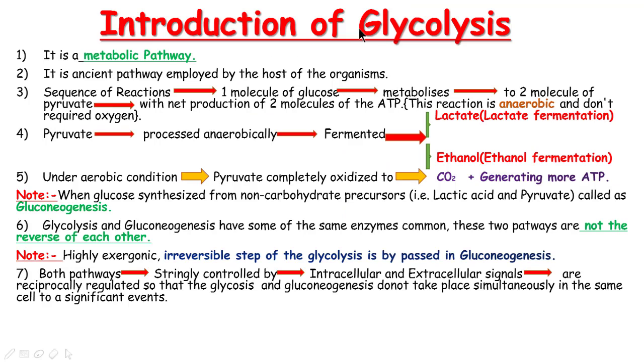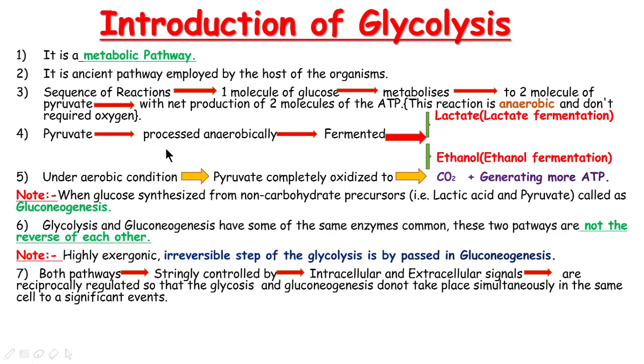Introduction of glycolysis. It is a metabolic pathway, as we know. An ancient pathway employed by the host of organisms. The net reaction is that one molecule of glucose, when metabolized, is converted into two molecules of pyruvate with a net production of two molecules of ATP. This process occurs in anaerobic condition. What do you mean by anaerobic? It means in the absence of oxygen.